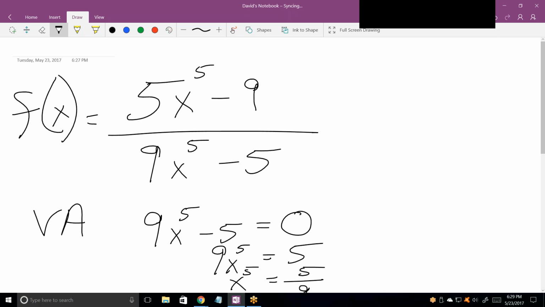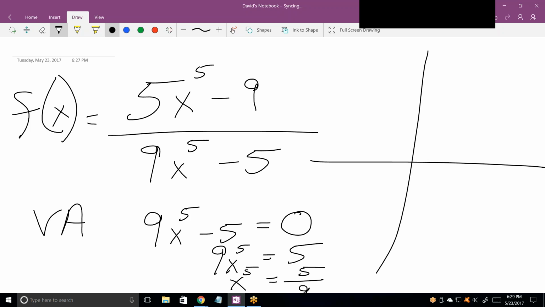So if we were graphing it, I don't know, did they want you to graph it, or they just wanted asymptotes? It doesn't ask to graph it. All right, going to anyway. Fantastic. There's the vertical asymptote. X equals 5th root of 5/9. Okay?